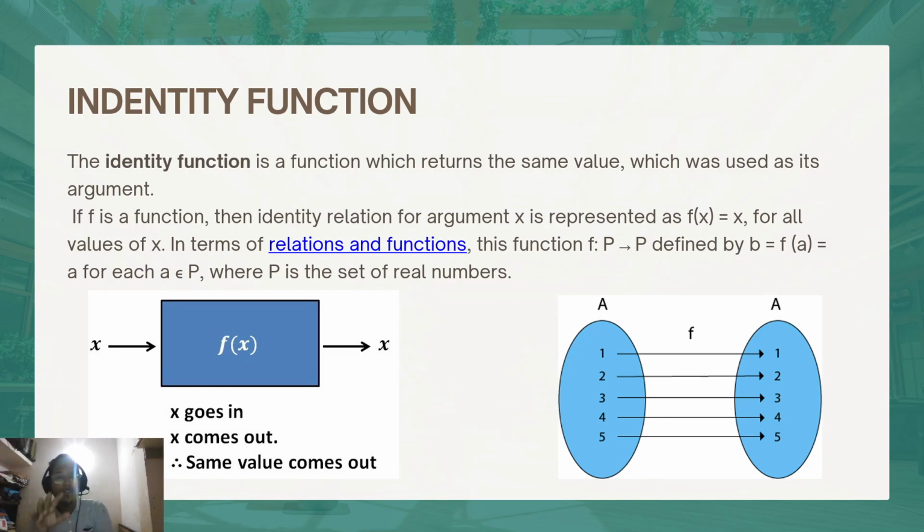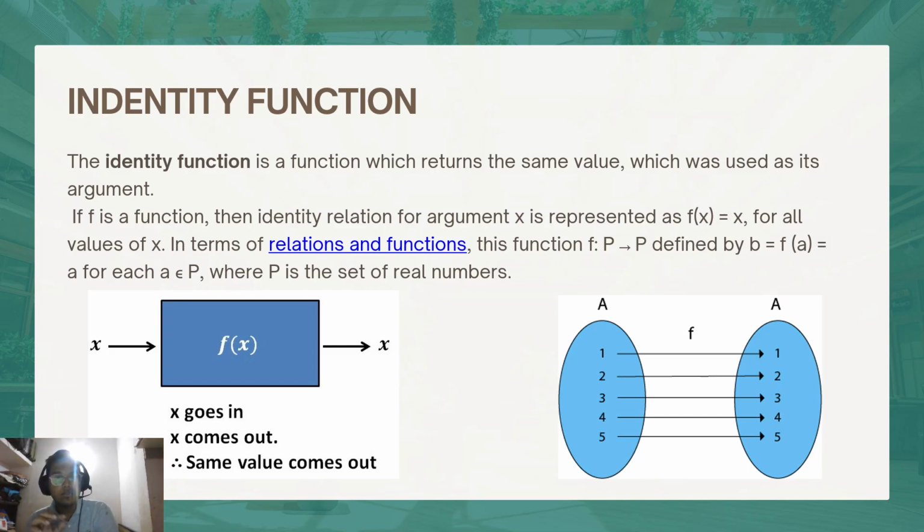So now we go with what is the identity function. The identity function is a function which returns the same value which was used as its argument. So let's say if f is a function, then the identity relation for argument x is represented as f(x) is equal to x for all values of x. So in terms of relation and function, this function f on P is defined by b is equal to f(a) for each a belonging to P, where P is a set of real numbers, right?